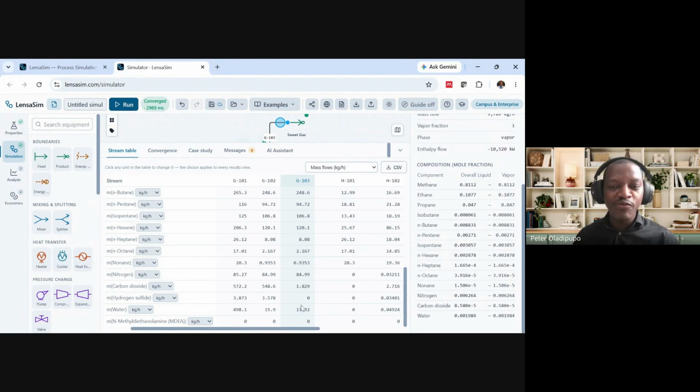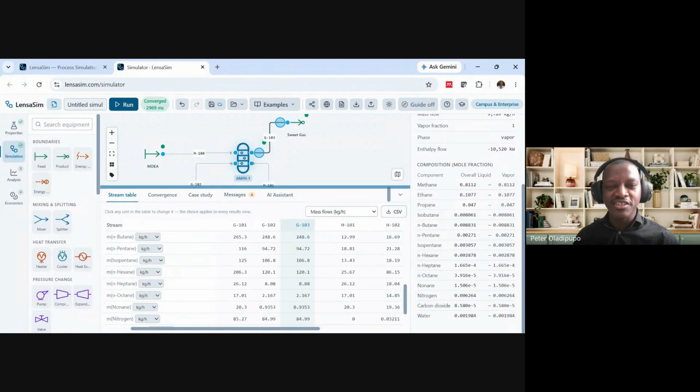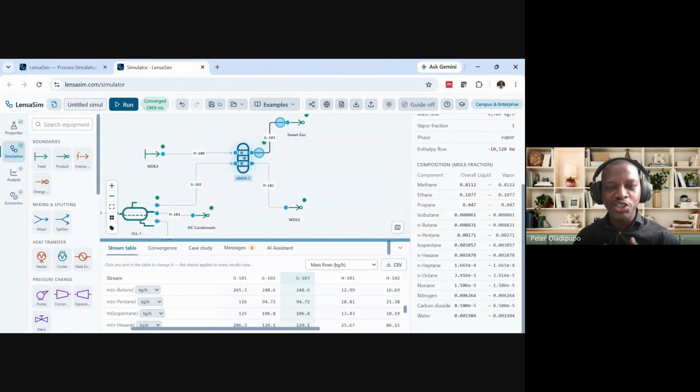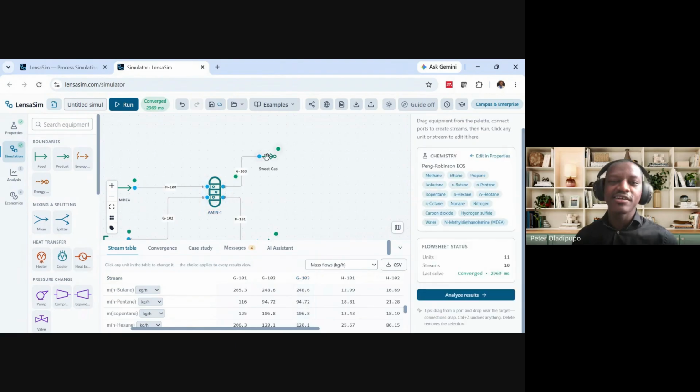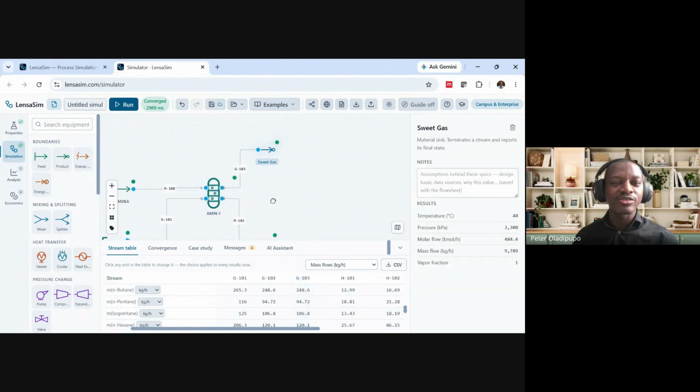But of course, we still have water vapor. As you can see here, water vapor is still there. So we still have to do something about it. I told you it has the same sort of impact as CO2. So the sweet gas is still not dry. It still has some condensed water entrained in the gas stream, so we have to remove that.